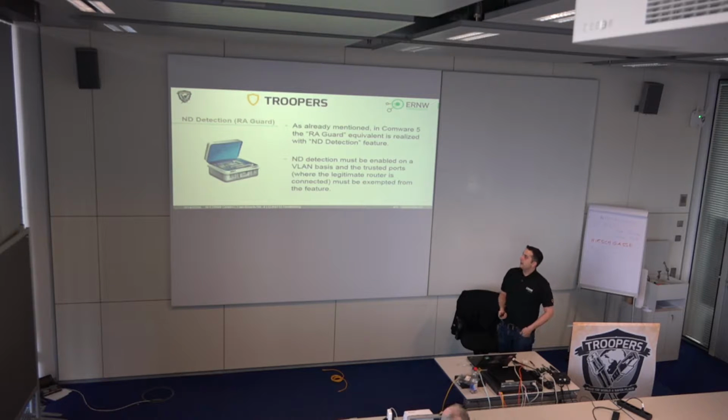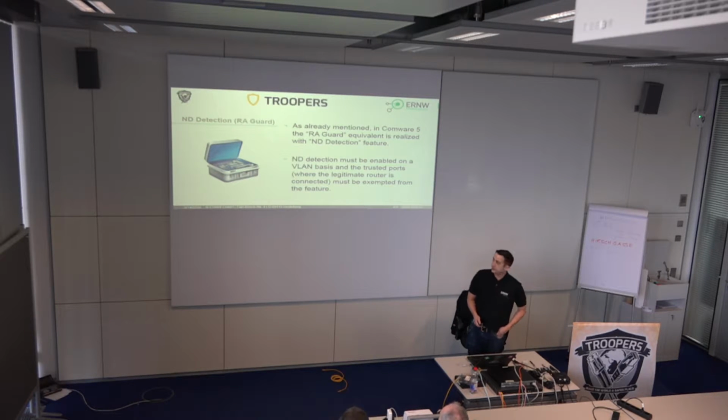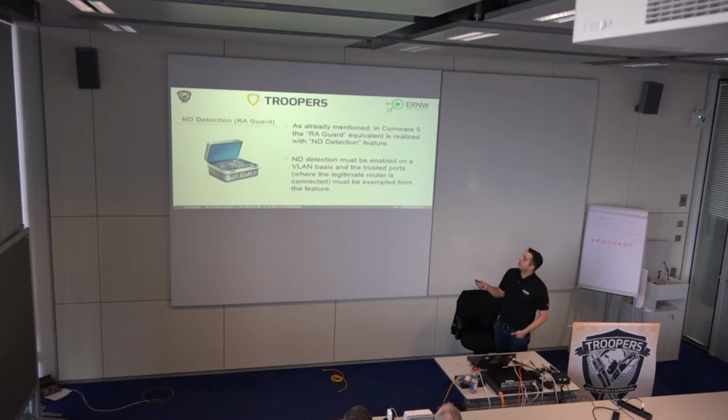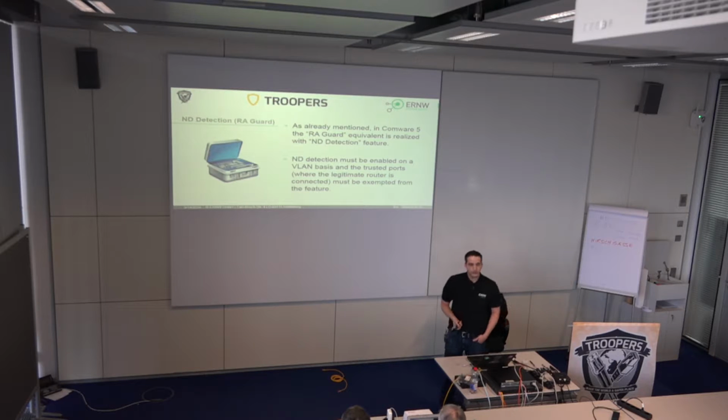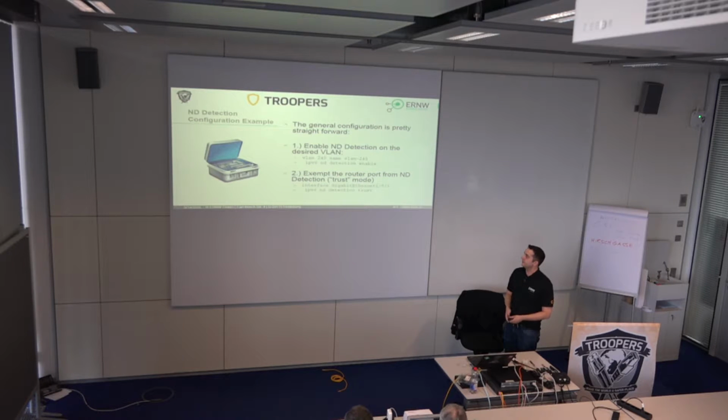So let's have a look at ND detection, the RA guard-like functionality on Comware 5 platforms. As I already said, Comware 5 does not have a dedicated RA guard feature. You can implement RA guard-like functionality over the ND detection feature. ND detection must be enabled on a VLAN basis, and the trusted ports where your legitimate router is connected must be exempted from the feature, so that of course your legitimate router advertisements will get transported to the clients.